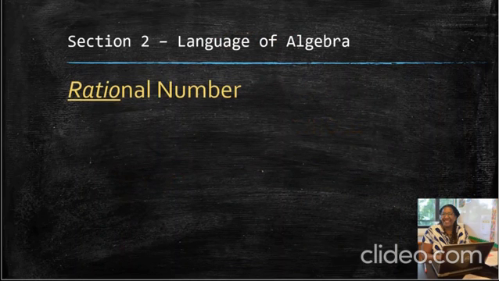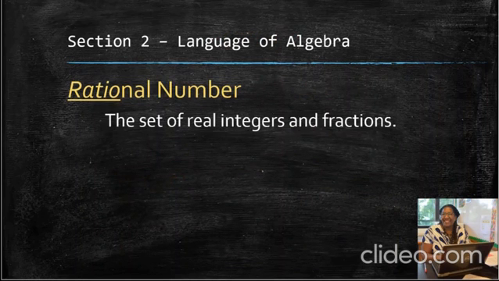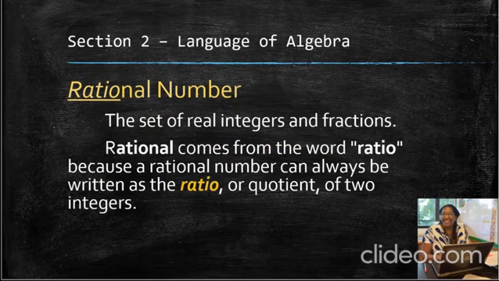The second term is a rational number. Rational numbers are the set of real integers and fractions. So before, when I told you we had integers, those were not decimals, not fractions. Now when you incorporate fractions, the word becomes rational numbers.